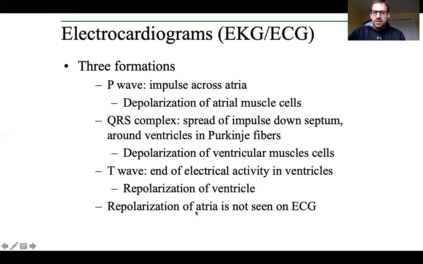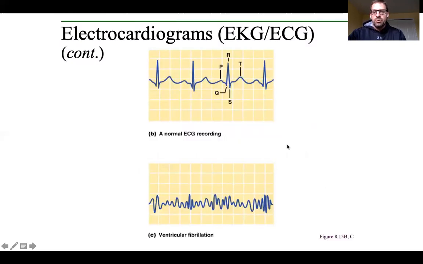Now, the repolarization of the atria, we don't see a bump in the graph for when that happens. And the reason why, I don't know if you can maybe figure it out. This is a question I usually ask in class when we're face-to-face. But the reason would be that the atria are repolarizing at the same time as the ventricles are depolarizing. So when you see that QRS complex, that's when the atria are repolarizing.